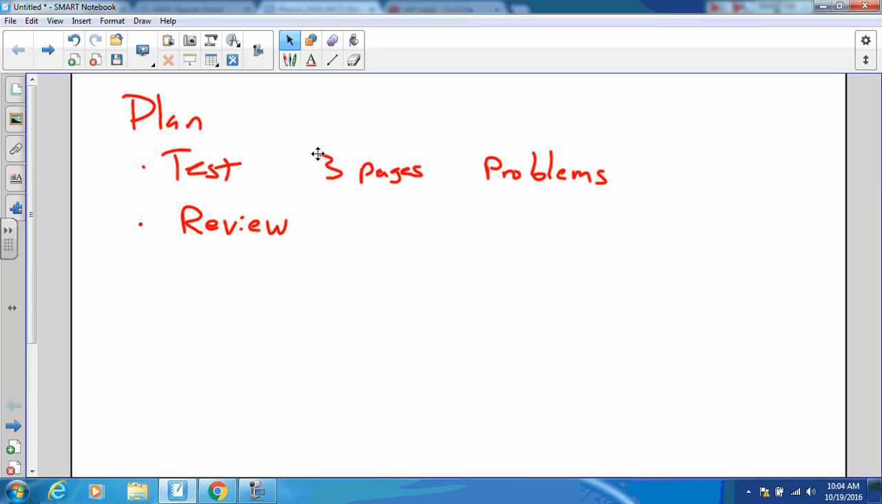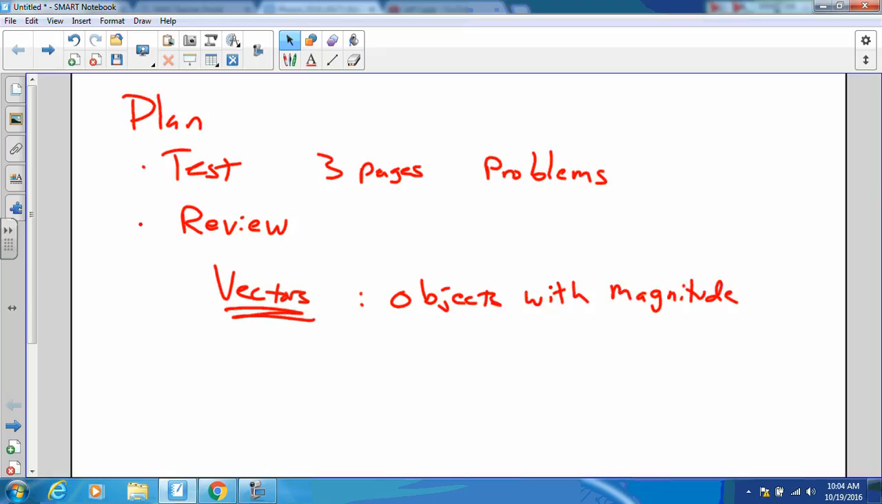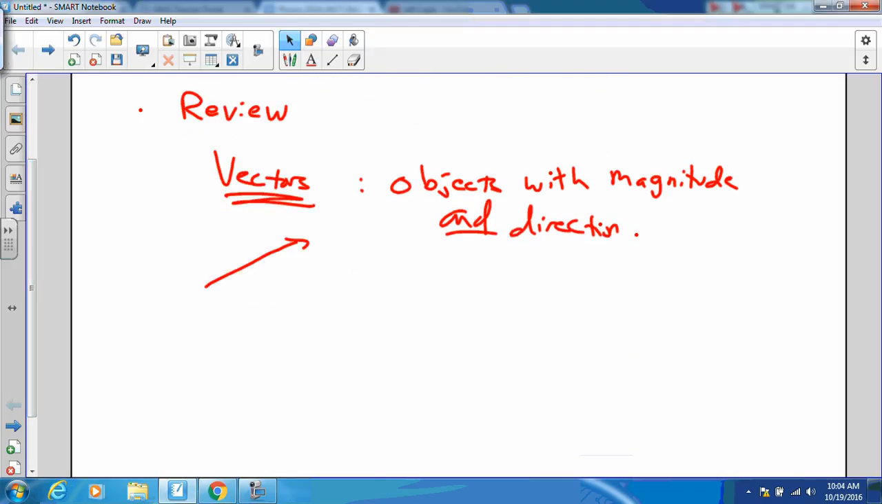And to review what we've done so far, we began with the concept of vectors as a way of expressing motion. And vectors in physics are objects that have what 2 things? Speed and direction. Yeah, or magnitude and direction, exactly. Objects with magnitude and direction.